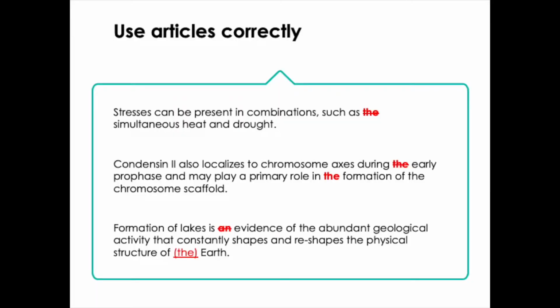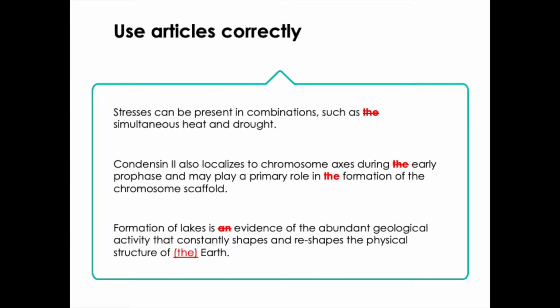So we have three example sentences here. Stresses can be present in combinations such as the simultaneous heat and drought. The original sentence had the article the, but it shouldn't be there. So we should just say such as simultaneous heat and drought. These nouns, the way this sentence is structured, they don't require an article.